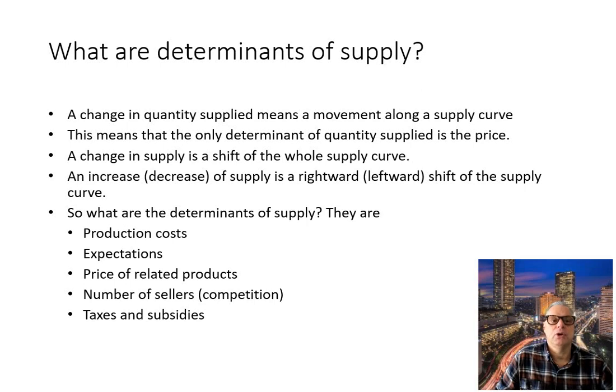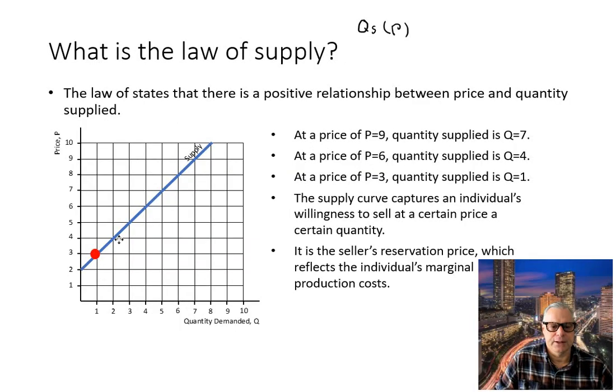Okay, so when we talked about demand, we said there are shifters of demand, and there are also shifters of supply. And again, just to review, a change in quantity supplied means a movement along the supply curve. So this one is a change in quantity supplied, if we move along a given supply schedule. And a change in supply would be something like this: a shift to the right, that's an increase in supply, or a shift to the left, that's a decrease in supply.